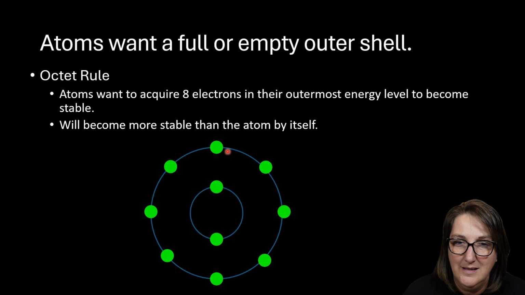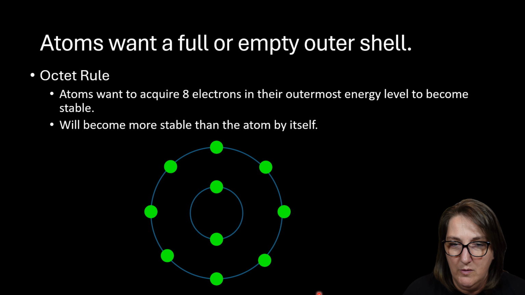Those in the noble gases have 8, so they're happy. They don't want to take electrons from anyone else or give electrons away. They're happy in that. That's why they're so stable and what they call inert, very non-reactive. So atoms want to acquire 8 electrons in their outermost ring to become stable. They're going to become more stable when they bond and get these 8, or they're going to lose their outer ring. They're going to become more stable that way.